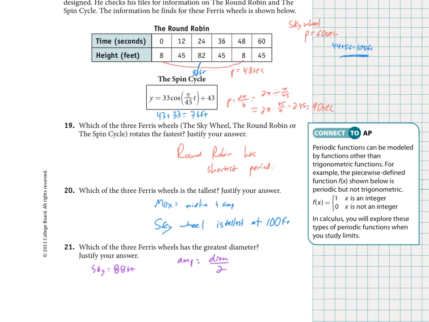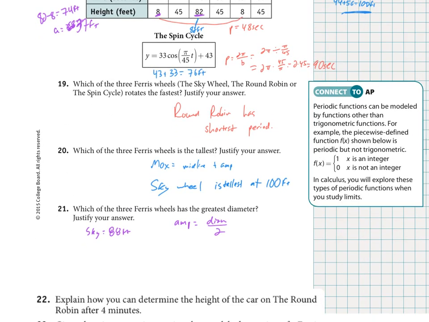This over here in the round robin has a low of 8 and a high of 82. So that tells me 82 minus 8 is going to give me a 74-foot diameter. And its amplitude, if I divide that by 2, would be 37 feet. And so 74 feet for the round robin. And here my amplitude is 33, so my diameter is 66 feet. So again, sky wheel at 88 feet has the biggest diameter, looking at all those different pieces.